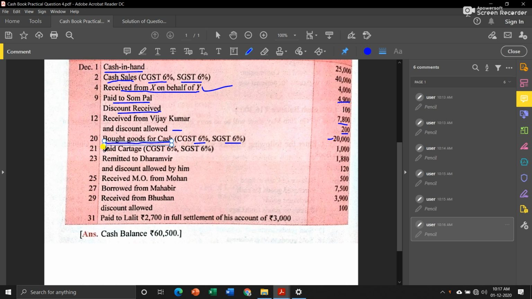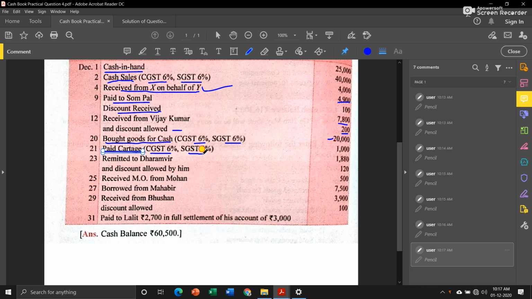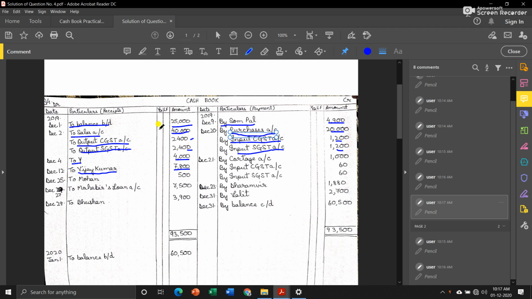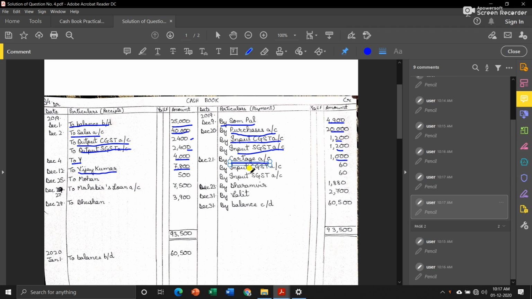Then next, on December 21, we paid cartage including CGST and SGST of 6% each, of rupees 1,000. Since we paid cartage, we will record it on the credit side by writing by cartage account rupees 1000. Since while paying cartage we paid CGST and SGST as well, we will write by input CGST, by input SGST on the credit side. 6% of 1000 is 60 and 60 each.